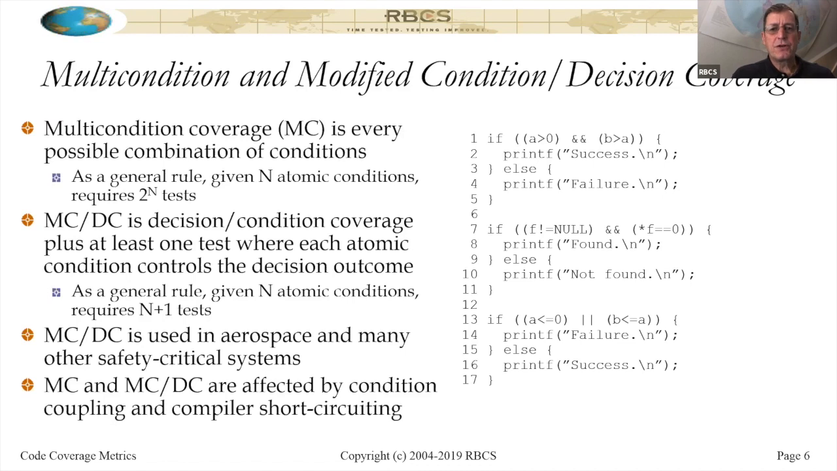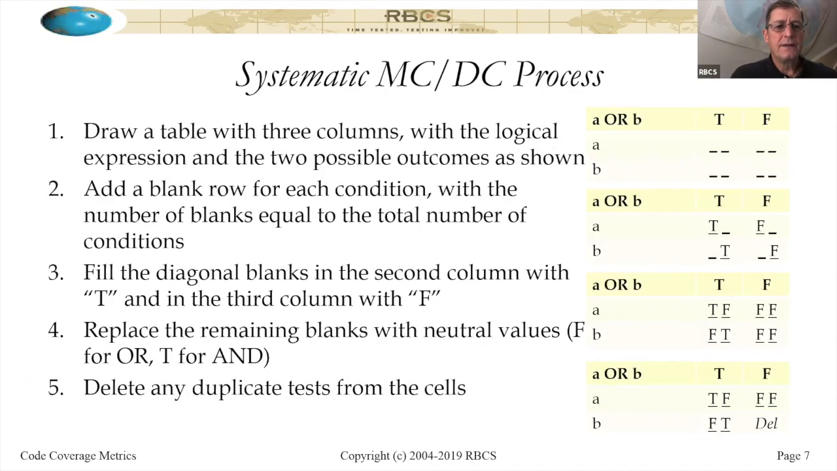Okay, so let me just show you how to design tests that will achieve MCDC coverage, because it's not entirely obvious, but there is a really cool little trick, a systematic process that will work for this. So what you do is you draw a table. It has 3 columns, and it always has 3 columns. Doesn't matter how many atomic conditions you're dealing with or how complex the logical expression is. So you write the logical expression in the first column, and then you write the true outcome over the second column and the false outcome over the third column.